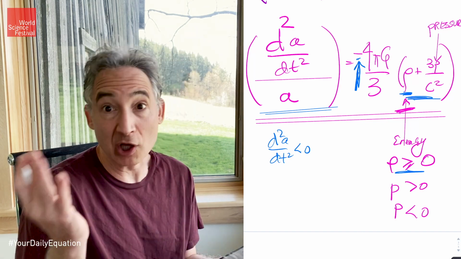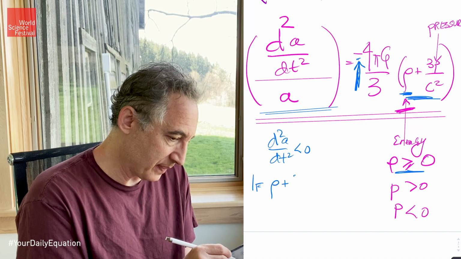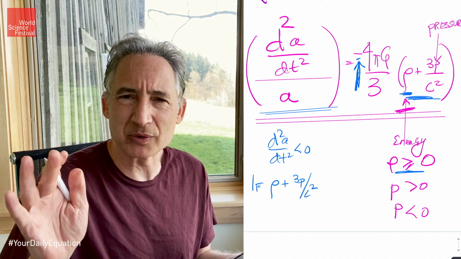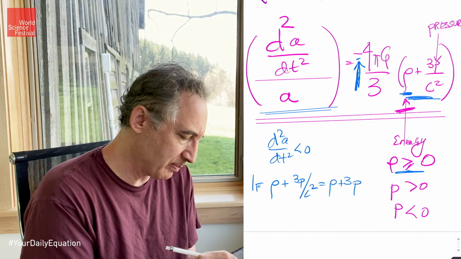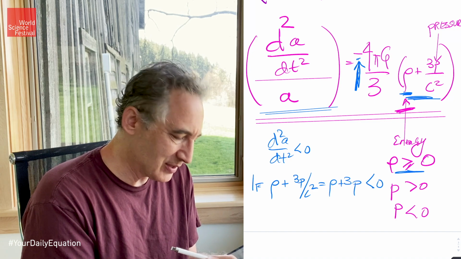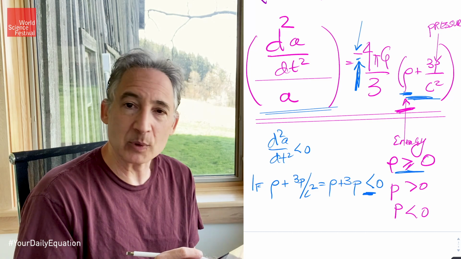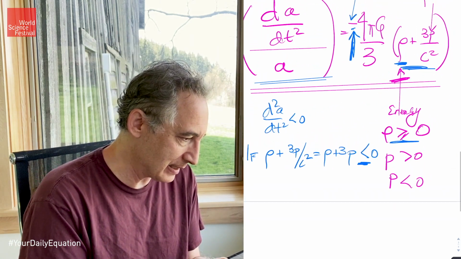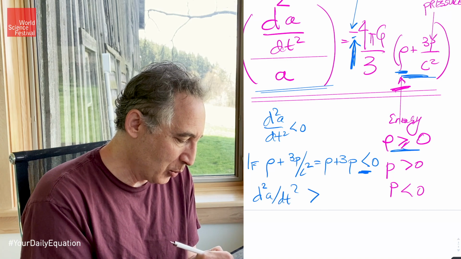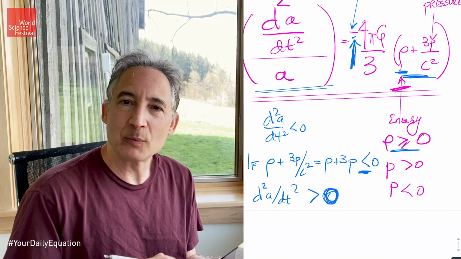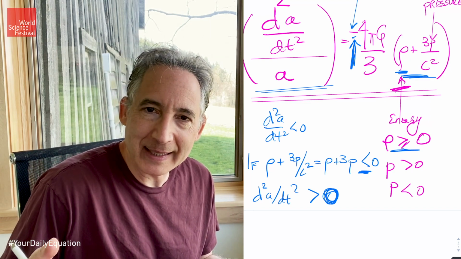But in this combination, notice that if we are in a situation where rho plus 3p over c squared, and let me set c equal to 1, which is the usual units that we use, just so I don't have to worry about it. Let's put this as rho plus 3p. If this quantity turned out to be negative, then that negative sign together with this negative sign here would yield a positive number on the right-hand side. And therefore, d2a dt squared would be positive. That means acceleration, speeding up in its expansion.